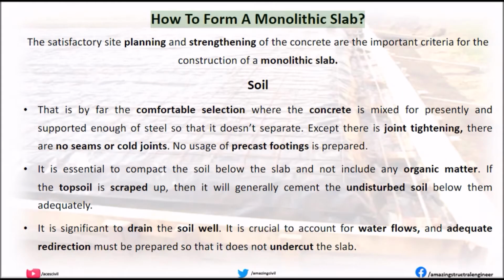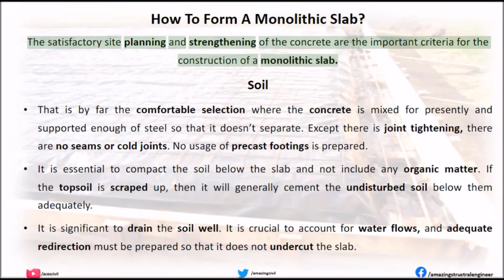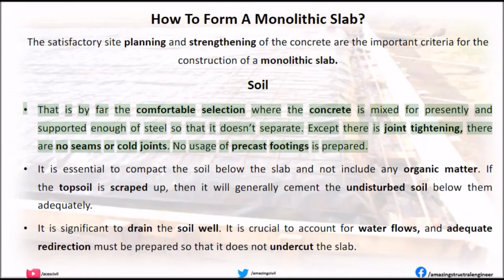How to form a monolithic slab. The proper site planning and strengthening of the concrete are the important criteria for the construction of a monolithic slab. Soil. That is by far the best choice where the concrete is mixed for the present and supported with enough steel so that it doesn't separate. Except for joint tightening, there are no seams or cold joints. No use of precast footings is made.